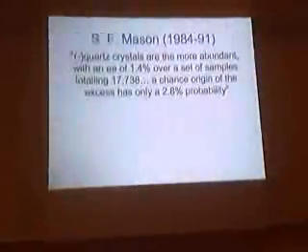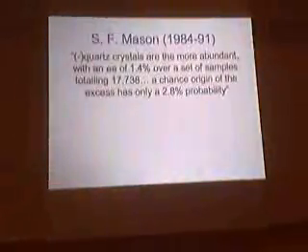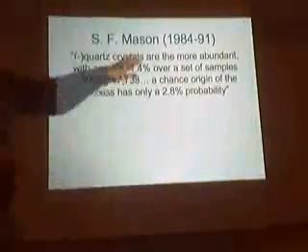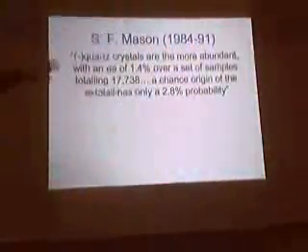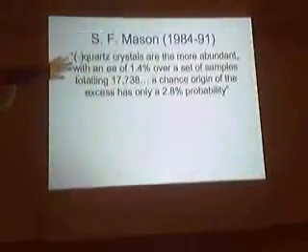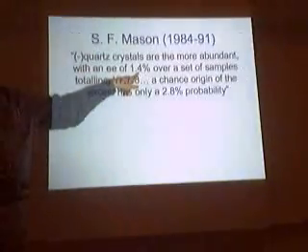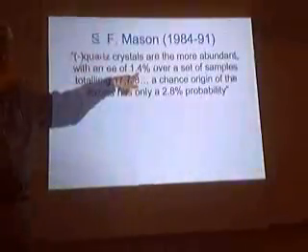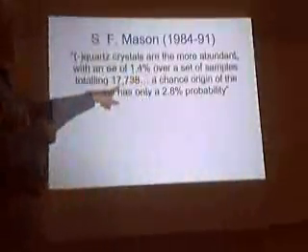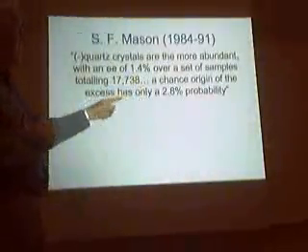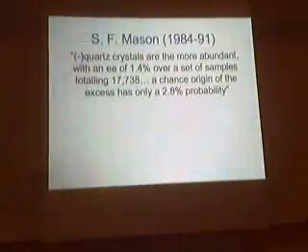Okay? And then a man named Mason, you may know him, he's at FRS in England, on the basis of this wrote many papers in this period, published in good places, where he says minus quartz crystals are more abundant with an enantiomeric excess of 1.4%. Notice, to get that number, he put those crystals back in that Frondell threw out. Okay, over a set of samples totaling 17,738. A chance origin of this excess has only a 2.8% probability, QED.